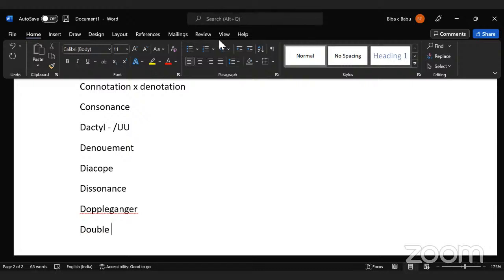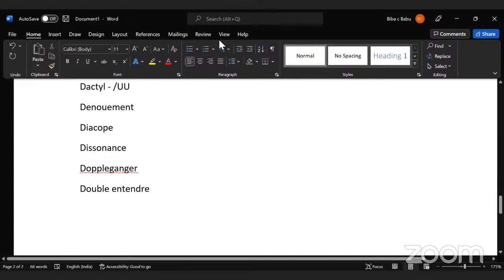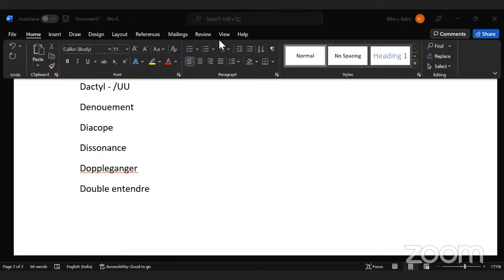Next is double entendre. Double entendre means words or phrases with multiple meanings. If a word or a phrase has multiple meanings, it is called double entendre.